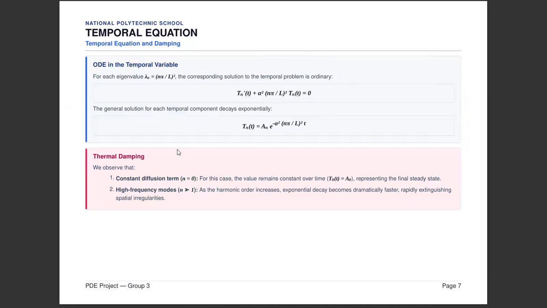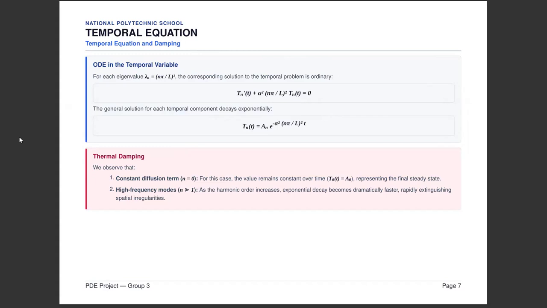Next, my partner Albeiro. The temporal equation and thermal damping. In this section, we have three points. First, temporal decay: the solution T_n as a function of t equals A_n times the exponential of minus alpha squared (n pi over L) squared t, which shows exponential decay over time governed by the thermal diffusivity alpha squared.